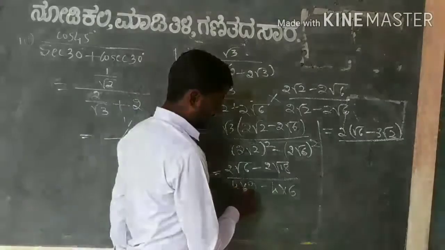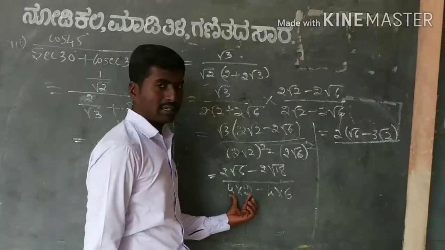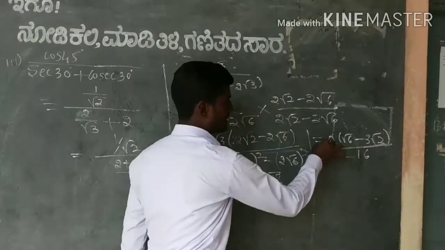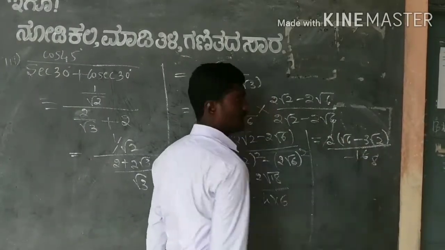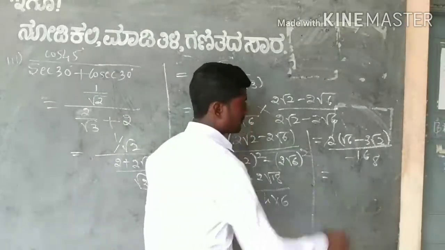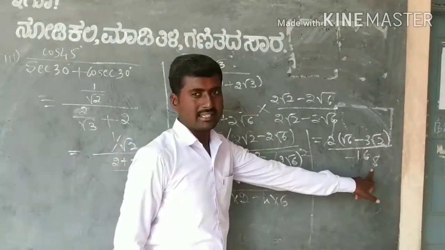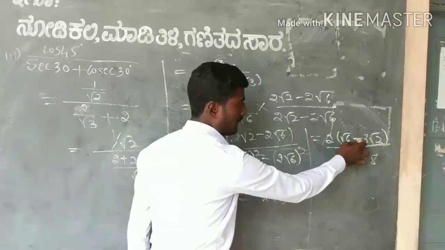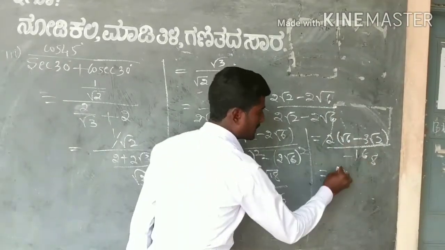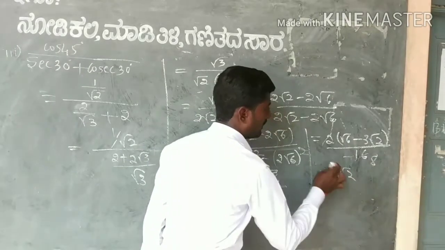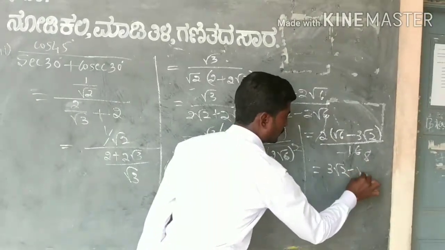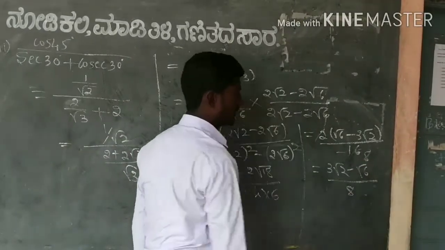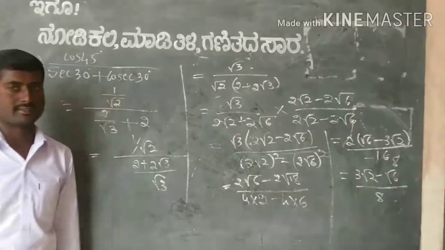Divided by 8 minus 24, that is minus 16. Now 2 ones are 2, 2 8s are 16. Now here minus 8 is there. I will take this minus 8 to the numerator. Minus 3 root 2 becomes plus 3 root 2, and this root 6 will become minus root 6, divided by minus 8 will be plus 8. Okay, this is how we can solve this.